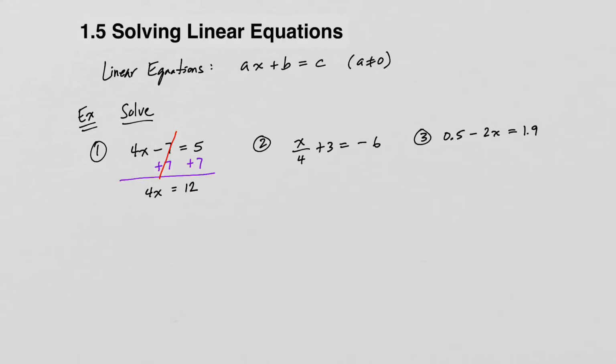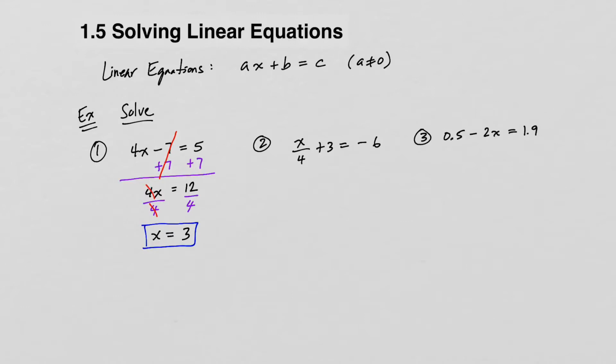Now from here, to get x by itself, we need to eliminate the 4. And since we're multiplying x by 4, to cancel that, we need to divide both sides by 4. And when we divide, 4 divided by 4 cancels out. And so on the left-hand side, we have x. And on the right-hand side, 12 divided by 4 is 3. So we think x equals 3 is our answer.